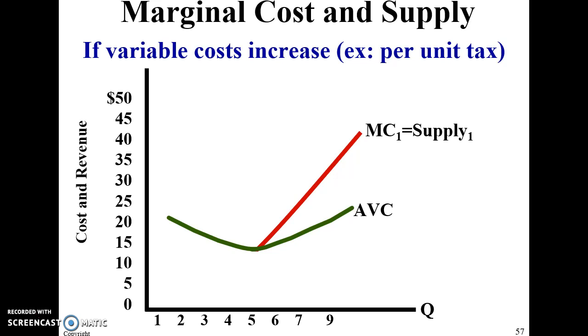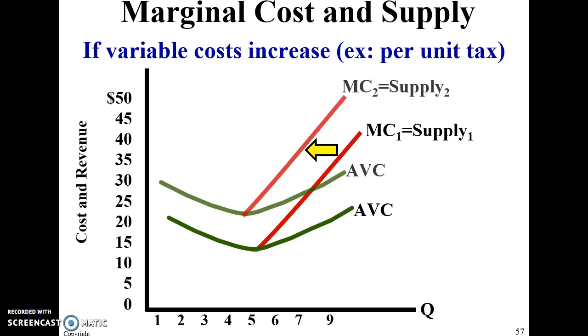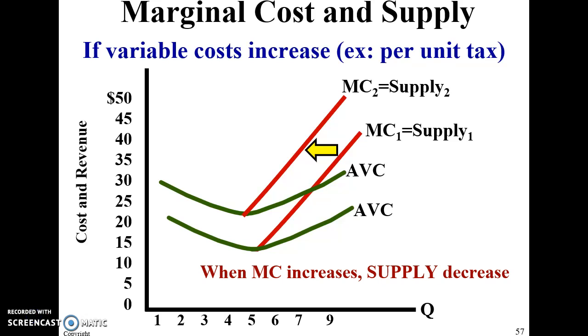If variable costs increase, for example, if a per unit tax increases, the marginal cost curve will shift to the left. And the AVC will shift up. So now that short-run supply curve is a little higher than it was before. So when marginal costs increase, for whatever reason, for an increase in input costs or a tax, etc., there's a supply decrease. And when marginal cost increases, supply decreases.